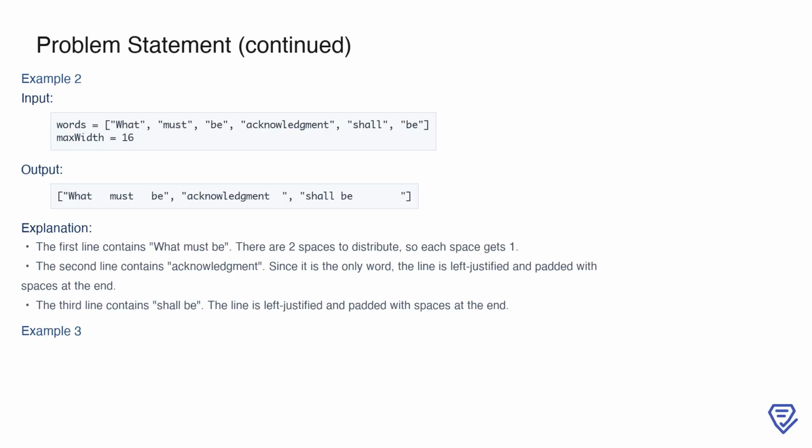Here's another example. If the input is words equals, what, must, be, acknowledgement, shall, be, with max width equals 16, the output will be, what must be, acknowledgement, shall be. For the first line, the words what, must, and be are used, and the 6 spaces are distributed evenly so that each gap gets 2 spaces. The second line contains only the word acknowledgement, so it is left justified and padded with spaces at the right to reach the required width. Finally, the third line contains shall be, and since it is the last line, it is also left justified, with spaces added at the end to meet the width requirement.